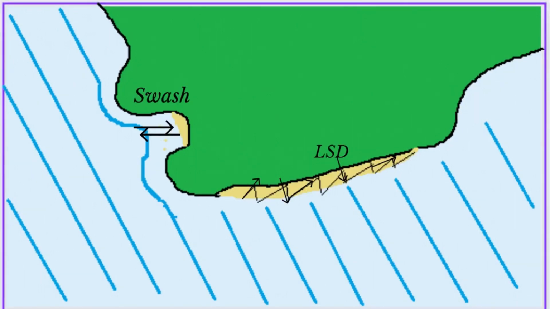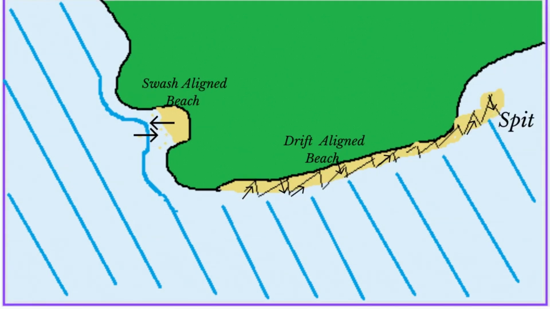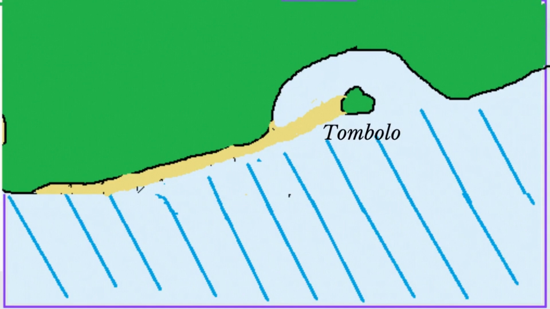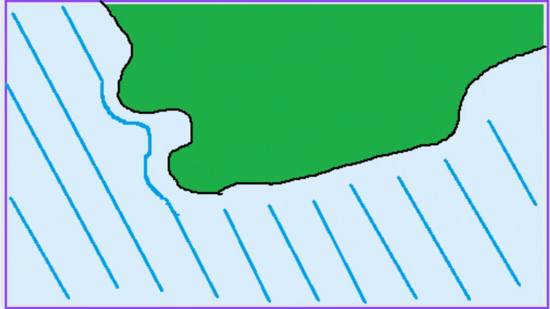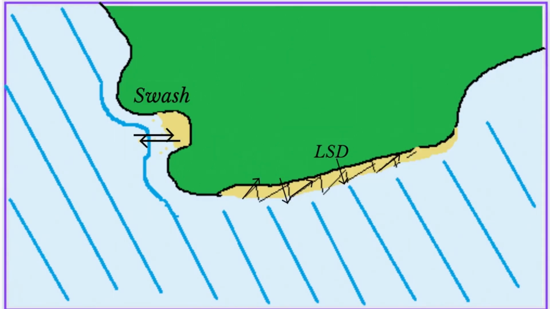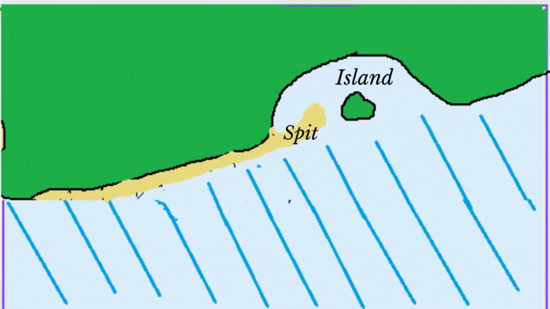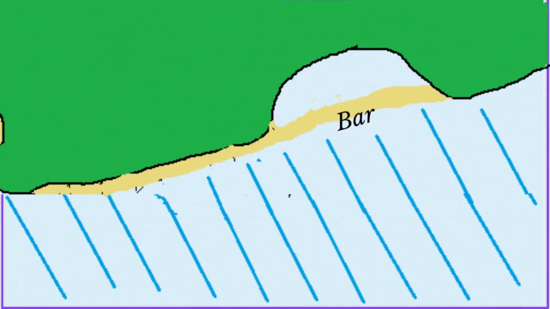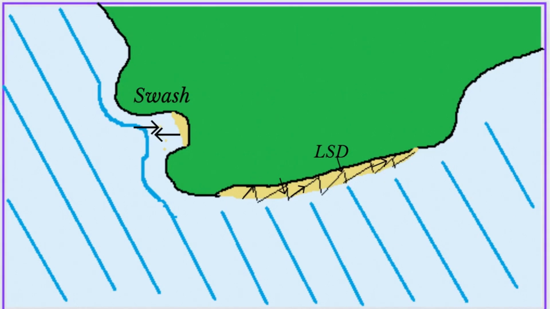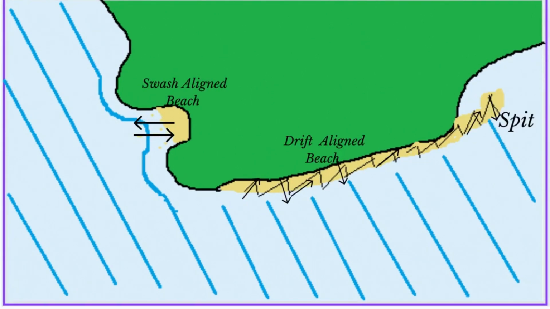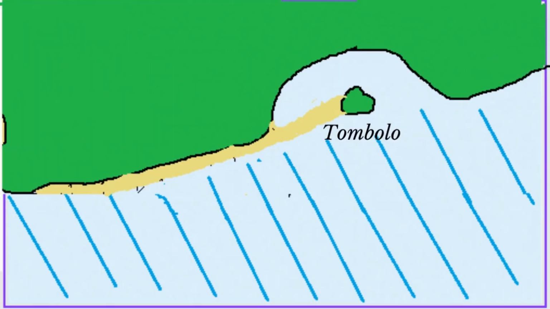When sediments project outwards into the sea, especially where the coastline has changed direction, a spit is formed. If the spit extends to the point where it reaches an island, then it is called a tombolo. If the spit continues from one end of a bay onto the other end of the bay, then it is called a bar.